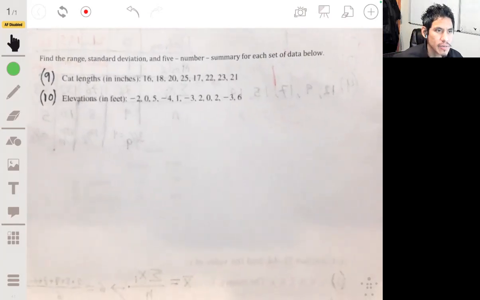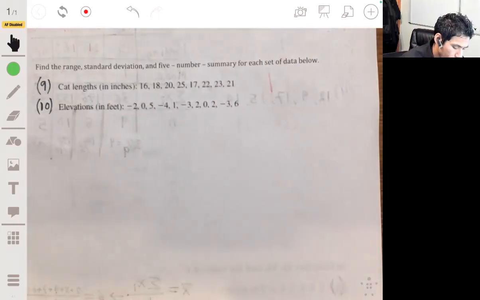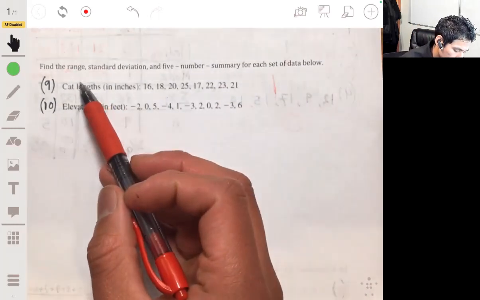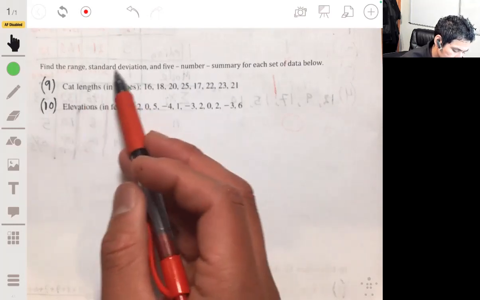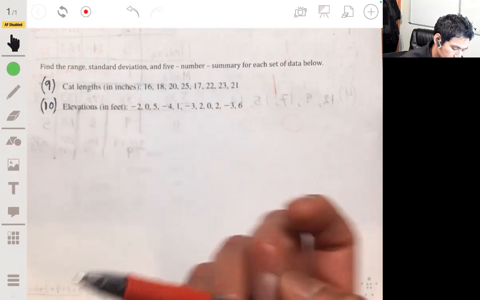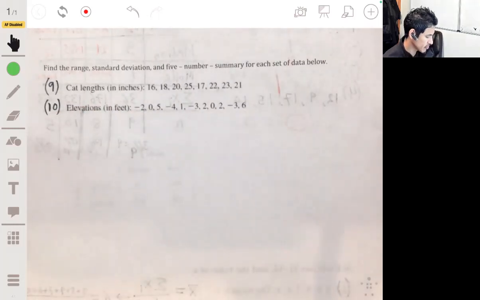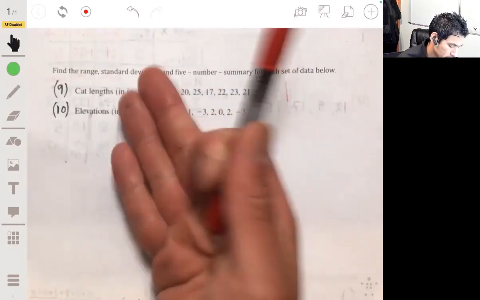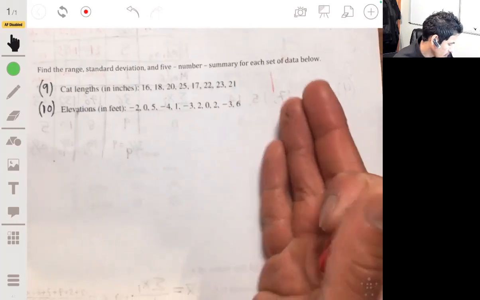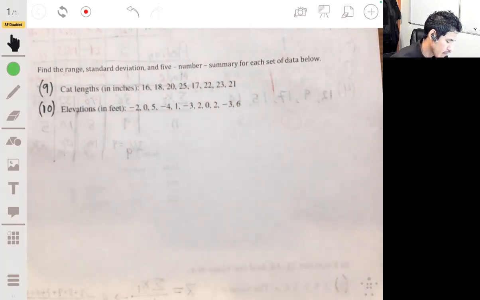All right, next we have cat lengths, where we have to find the range, standard deviation, and 5-number summary for each of these. So what's going on here is we just want to find some statistics. Let's just start with the simplest ones, and then let's figure out what the other ones would be.